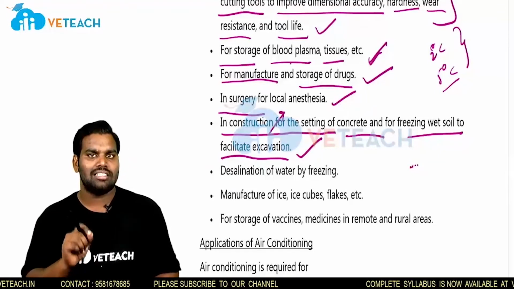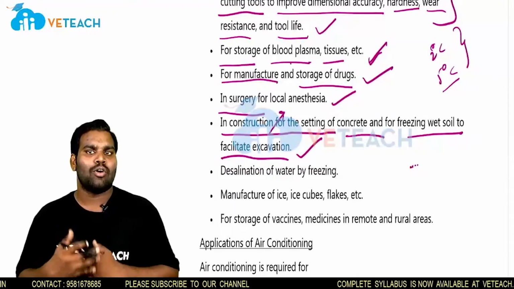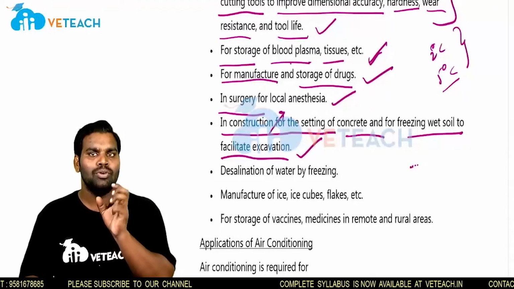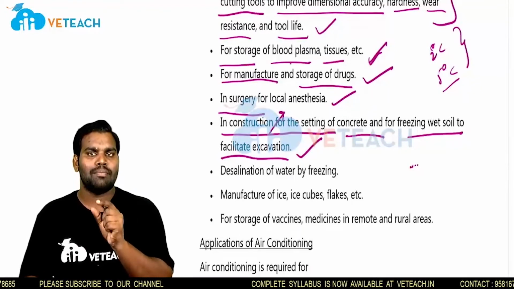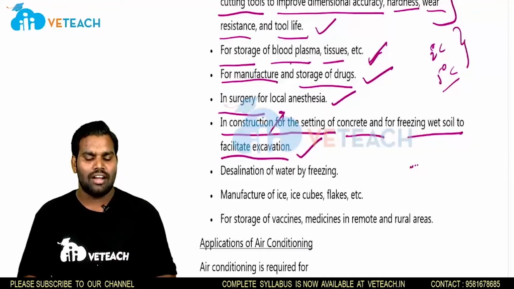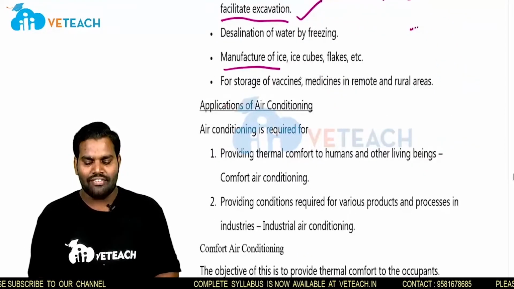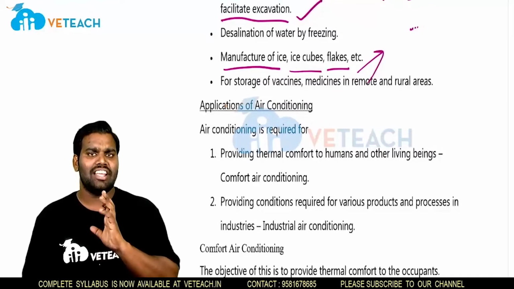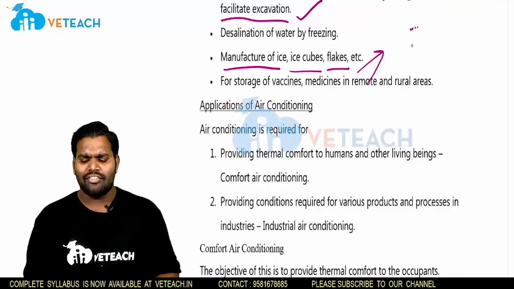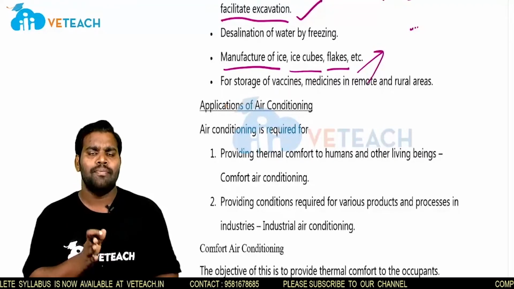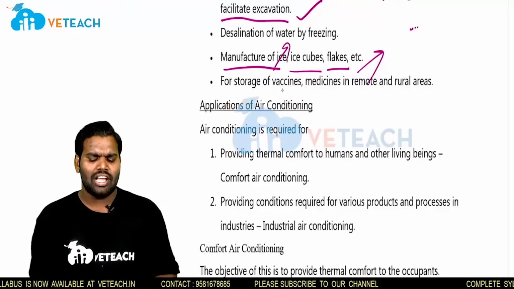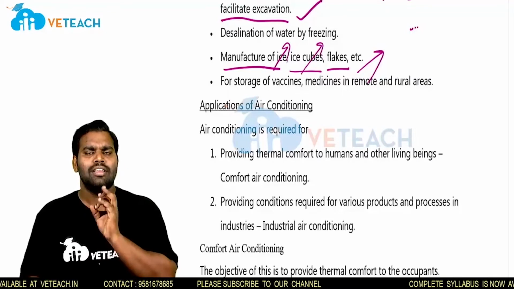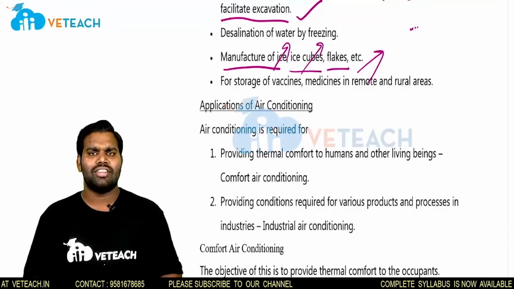That's the reason in construction areas we provide a coolant, with water as the cooling substance. Similarly, manufacturing of ice cubes as well as flakes. Based on this, we definitely have certain low temperatures, and only then can the liquid convert into an ice cube. That's the reason for manufacturing of ice as well as ice cubes we maintain a certain low temperature. In that consideration we go for a refrigeration concept.